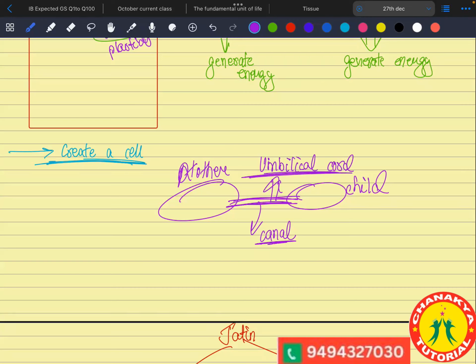So it is connected with some kind of cord. With the help of this cord, the mother provides food to the child which is present inside the womb. And after the child is born, this cord is cut and removed. Earlier, we removed this tube and used to throw it.